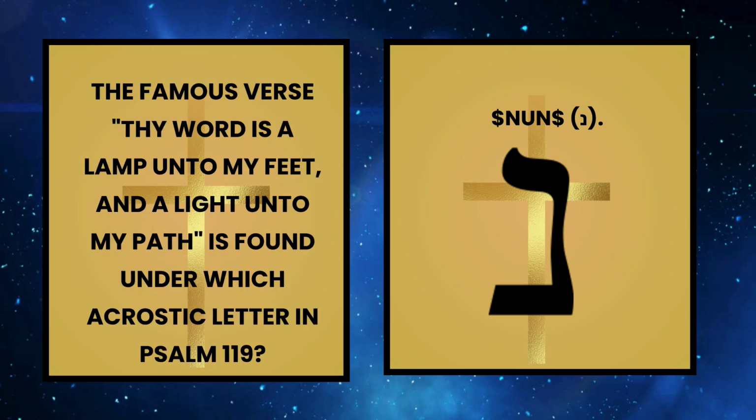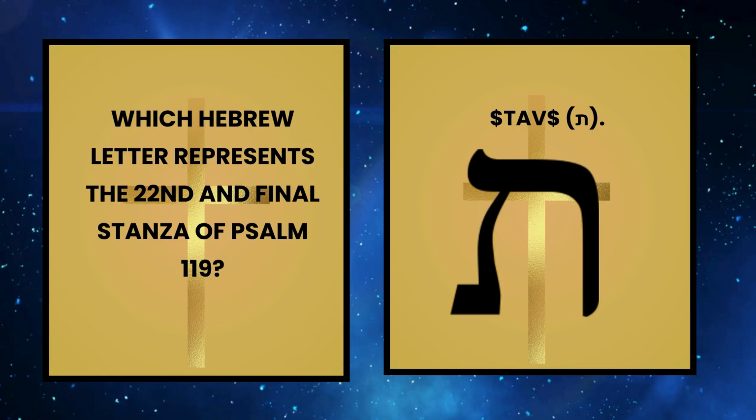The famous verse, "Thy word is a lamp unto my feet, and a light unto my path," is found under which acrostic letter in Psalm chapter 119? It is found under the letter Nun. Which Hebrew letter represents the 22nd and final stanza of Psalm chapter 119? The final letter is Tav.